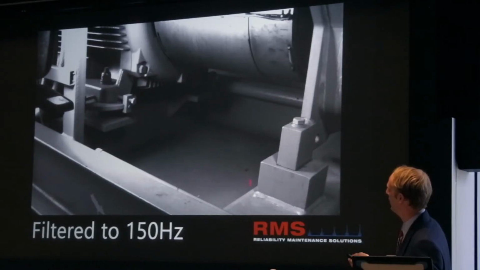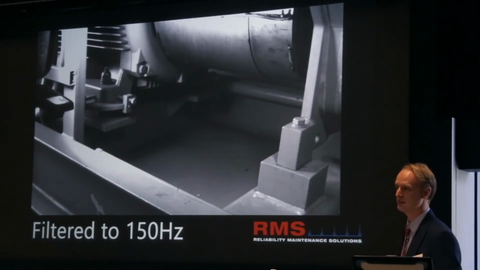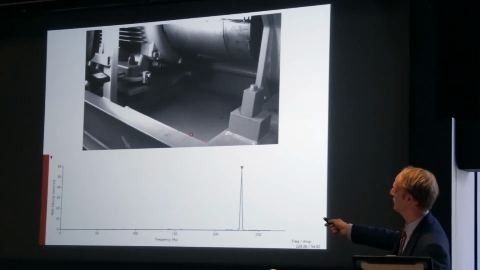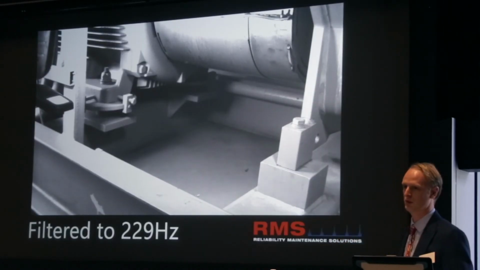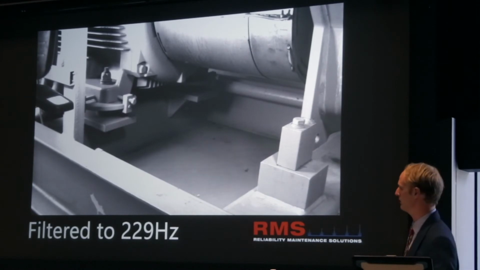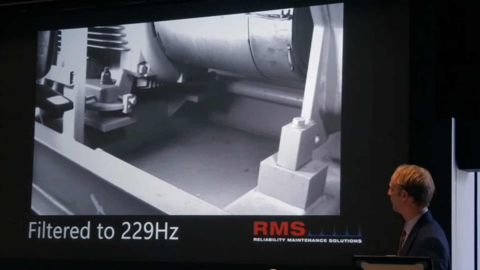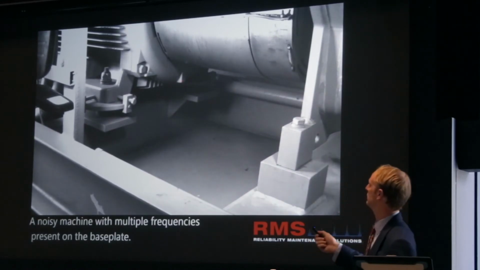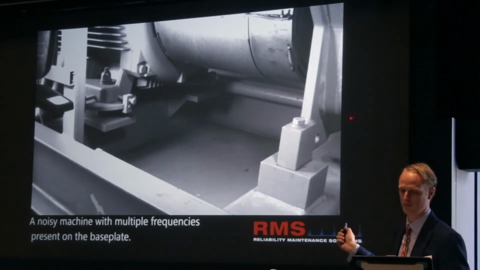So we identified, obviously on the base, it's acting like a drum skin. What's really good about this technology, you can just draw a box anywhere on there and it will give you a spectrum and a waveform, so you can do your analysis. So we'd identified these 2 frequencies, and these were related to the vane pass on the compressor.